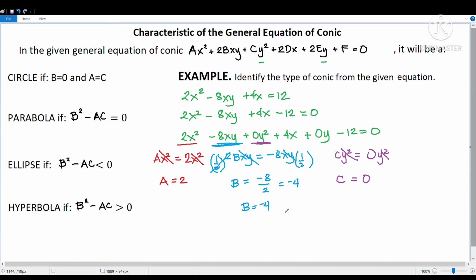Let's check first if this is a circle. So is b equal to 0? No, automatically the given equation is not a circle. So we have to use the formula b squared minus ac. So our b is negative 4 squared minus our a is 2 and our c is 0. So negative 4 squared is 16 minus 0. 16 minus 0 is 16. So what type of conic section is this? If b squared minus ac is greater than 0, then this is a hyperbola.